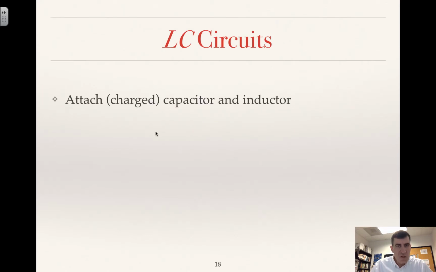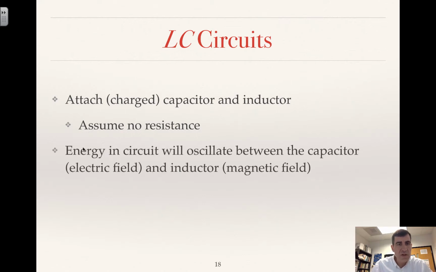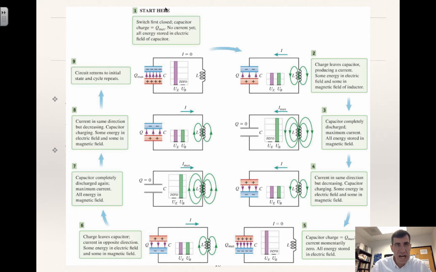Okay, so imagine, if you will, we're going to create a circuit. We're going to attach a capacitor and an inductor, and just so something interesting will happen, we're going to assume that the capacitor is initially charged. So the capacitor has some charge on it. And again, to simplify things, we're just going to assume that there's no resistance anywhere. So the energy in this circuit is going to oscillate, or go back and forth, between being in the capacitor and the inductor. And we can see what's going to happen.